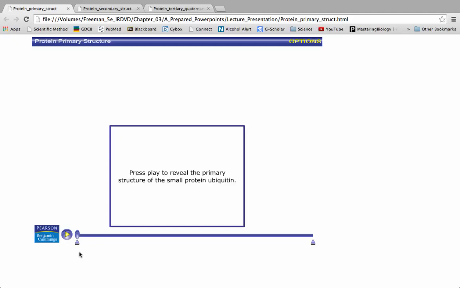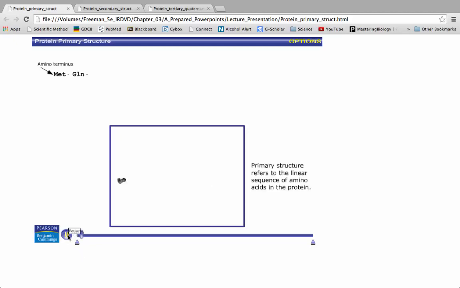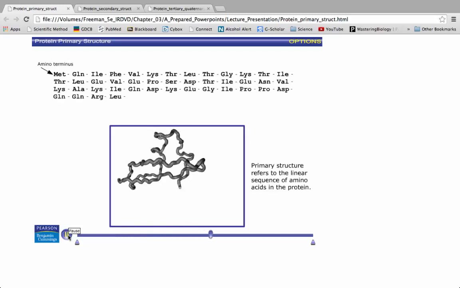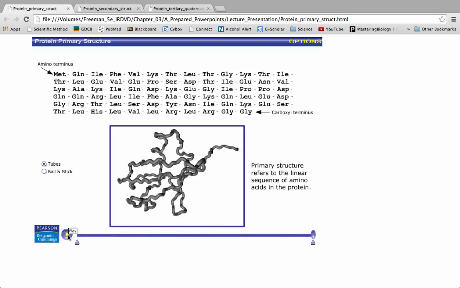So sometimes even a small change in the primary structure of a protein can have big consequences on its function. Let's look at the primary structure of a small protein called ubiquitin. Ubiquitin is responsible for marking other proteins for degradation. The primary structure of ubiquitin is a sequence of amino acids as shown in this image.